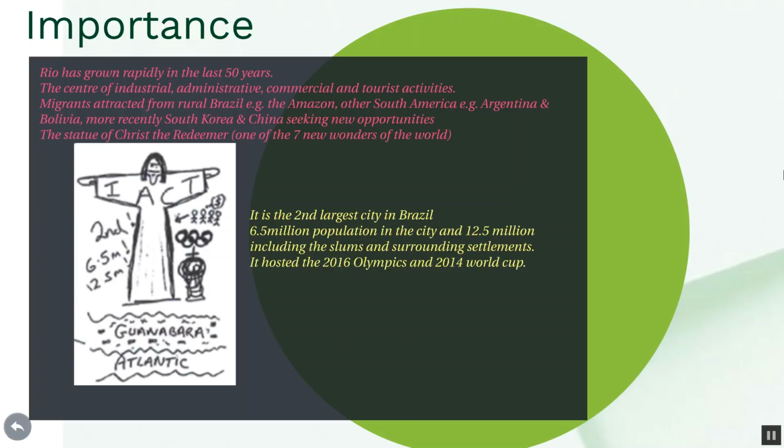The city has hosted the 2016 Olympics and the 2014 World Cup. If any country wants to say to the rest of the world, look at me, we're really doing well, we're becoming a superpower country, they will start hosting events like these, like the Olympics, like the World Cup. It really gives a good insight into what's going on in that country. Other countries that have done this, China, obviously with the Beijing Olympics.